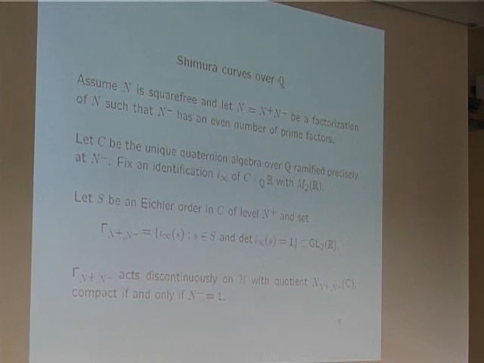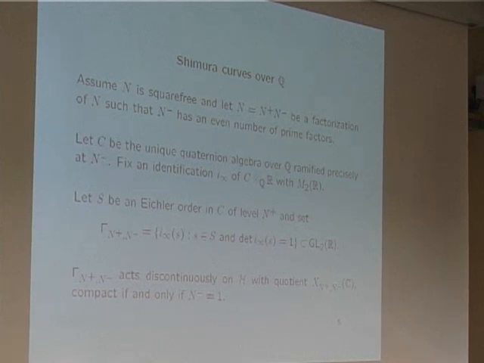Now, in particular, this is an indefinite quaternion algebra. It's split at infinity, so we can fix an identification I sub infinity of C tensor R with the set of 2 by 2 matrices. Let S be an Eichler order in C of level n plus.